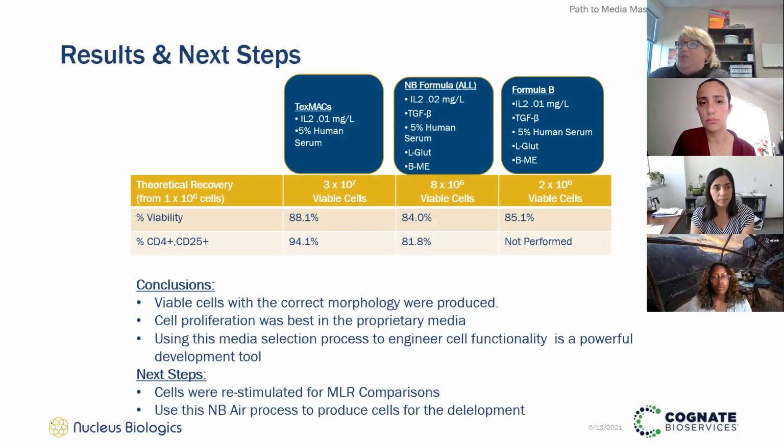It just demonstrates how powerful this can be, and that anybody can do it. Like I said, this isn't what we normally do, but it was fairly easy, and it was fairly quick. My next steps are going to be, first of all, to re-stimulate the ones that I have and put them in for an MLR comparison, to test them a little bit to see if there was any difference in the functionality, but also then to use this MB process to produce other cells for development, both the process aspects of it, as well as continuing to make cells for different types of assays.